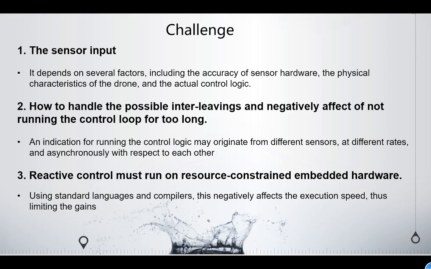The second one is that the indications of the operational control logic may come from different sensors at different rates. So the question is how to handle the possible interleaving. In addition, not running the control loop for too long may have a negative impact on the stability of the drone and may prevent it from returning to the correct behavior. And the third one is that when implementing reactive control, the code quickly becomes callback hell because the operation itself is event-driven.